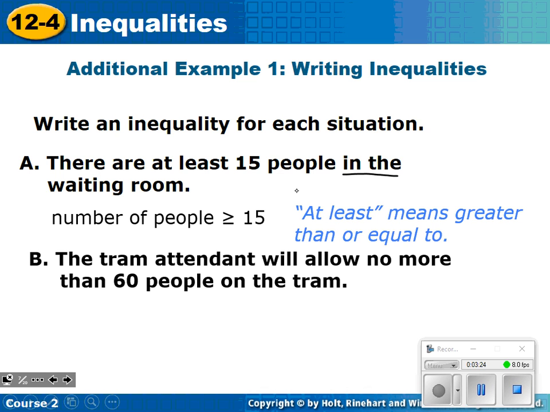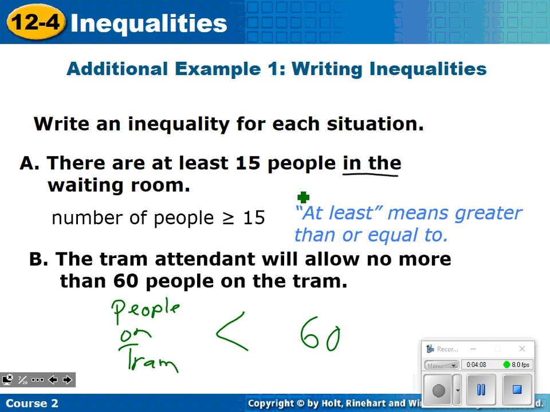The tram attendant will allow no more than 60 people on the tram. So we put our number there. What's the thing that we are comparing to 60? People on the tram. Which one's bigger? People on the tram or 60? 60 is bigger, because it says there's no more than 60. So if there's 61, it ain't going to happen.